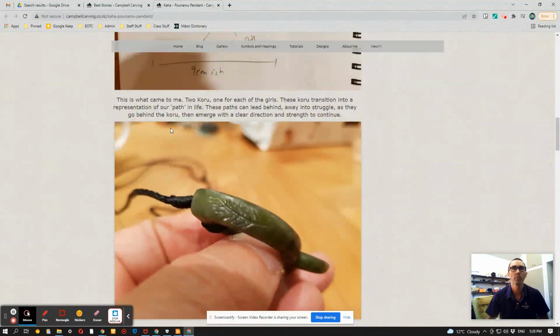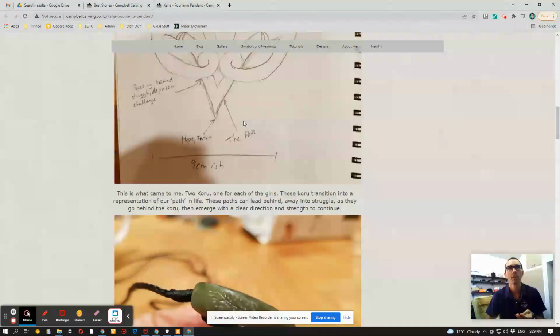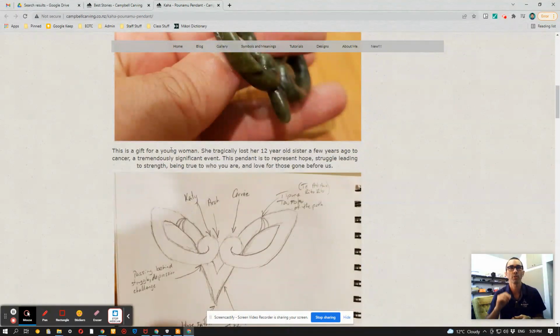So the words here is what I started with, and from those words, the other ideas flowed after that, of what symbols we'll be using and how those symbols would come together. So super important to know your purpose. I mean, there's other ways to do it, but if you really want to have something which has significance beyond just its material value, start with that kaupapa in mind, its purpose, its meaning.